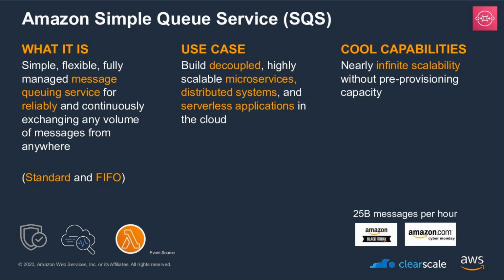For example, we were able to handle approximately 25 billion requests per hour during our major events such as Black Fridays or Cyber Mondays. SQS also has a FIFO, a first in, first out version of the queue, which allows you to preserve the order in which the messages are received. So if you have a use case where you need to preserve the order, FIFO SQS offers the FIFO option.